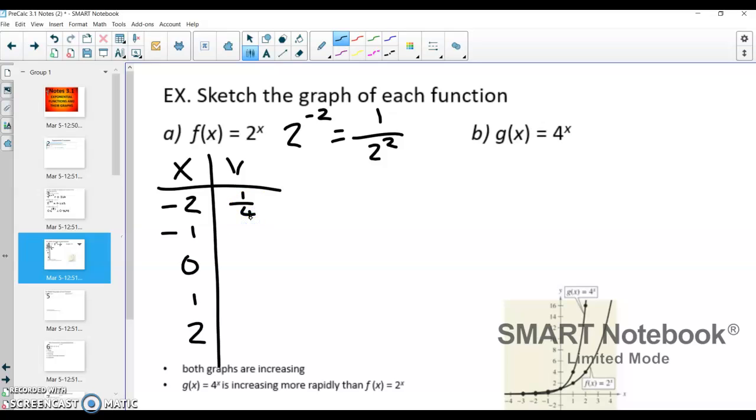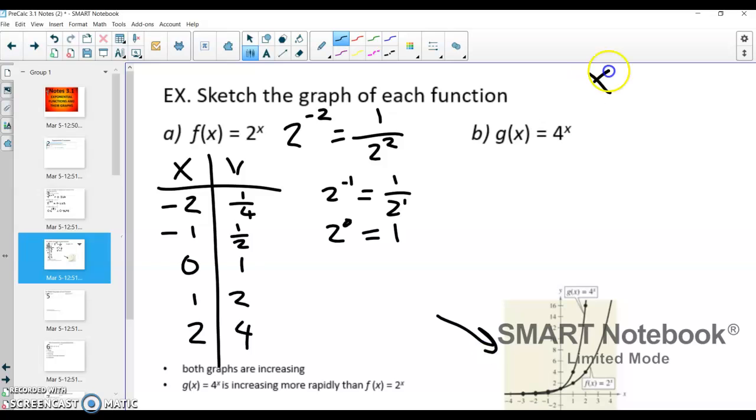This would turn into, we'd have 2 raised to the negative 1, that becomes 1 over 2 to the positive 1, so that's 1/2. You'd have 2 raised to the 0. Anything raised to the 0 power is going to equal 1. So that's 1, and then you have 2 and 4. And so if you graph it, we'll see the graphs down below here.